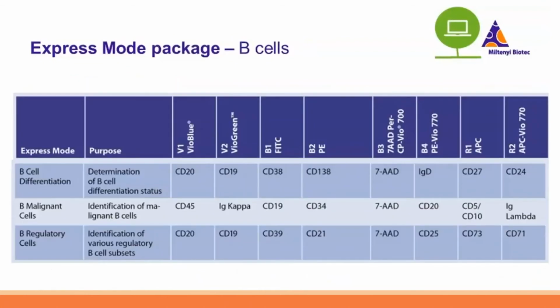In our Express Mode, off the shelf, we have 3 different packages available for B-cells: B-cell differentiation, B malignant cells, and B regulatory cells. So these 3 different Express Modes are available. All of them include a color panel, but obviously this is a feature that is integrated with our MACSQuant flow cytometer.